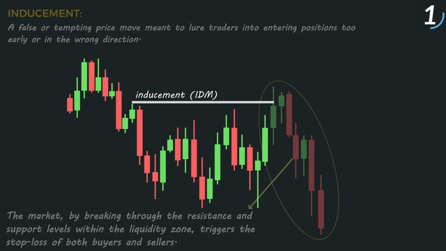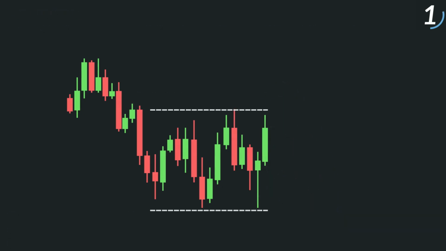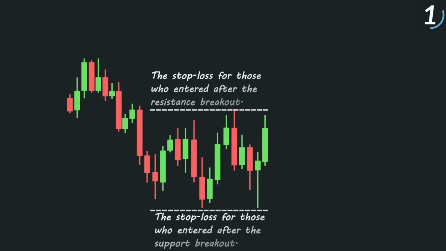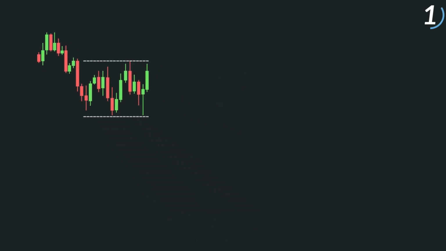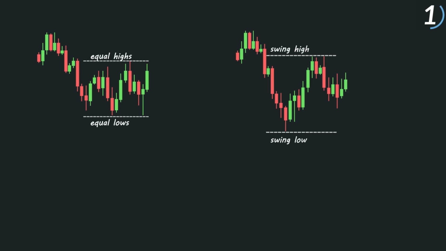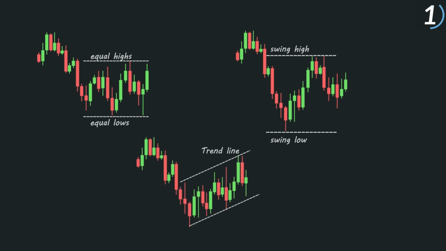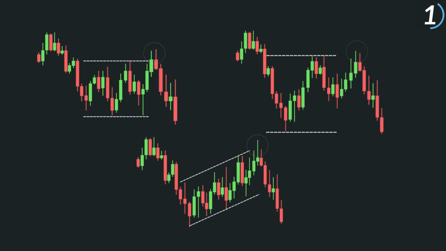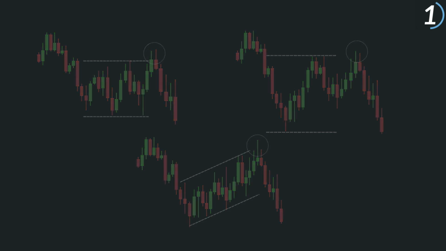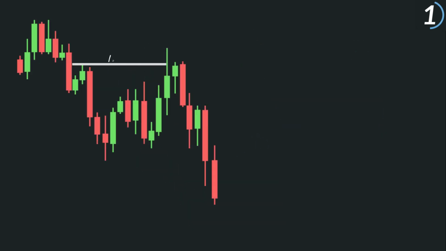In simple terms, liquidity refers to the money present in the market. It appears in the form of stop losses, stop orders, or general buying and selling activity. Liquidity can manifest as equal highs and lows, swing highs and lows, or even as trends within the market. Inducement, on the other hand, refers to a form of market manipulation that allows large traders to take money from retail traders. The structural formation of an inducement in the market appears as a pullback.